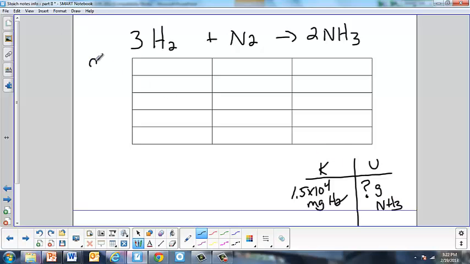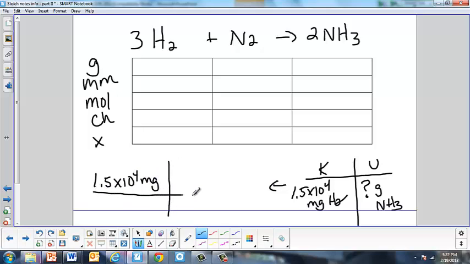Now if I fill in my chart here, I've got grams, molar mass, moles, change, and X, but I don't have milligrams. So the first thing I have to do before I can go any further is go from milligrams to grams. In 1 gram there are 1,000 milligrams. Remember I told you those metric prefixes. So we do the metric prefixes either at the beginning, if they give it to me that way, or if it had asked for me in milligrams, I would do that at the end.